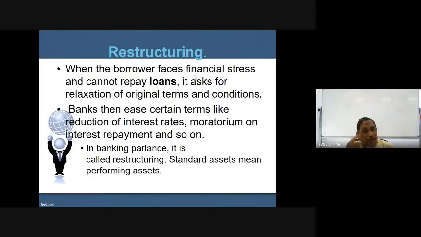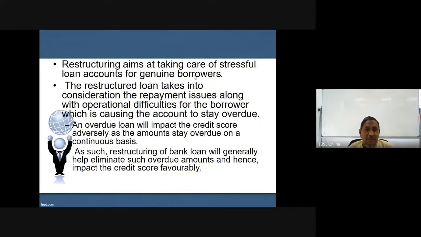When a borrower faces financial stress and cannot repay loans, they ask for relaxation of the original terms and conditions. Banks then ease certain terms, like reduction of the interest rate, moratorium on interest repayment, and so on. In banking parlance, this is called restructuring. Standard assets mean performing assets. So moratorium is part of restructuring. Restructuring aims at taking care of stressed loan accounts for genuine borrowers.